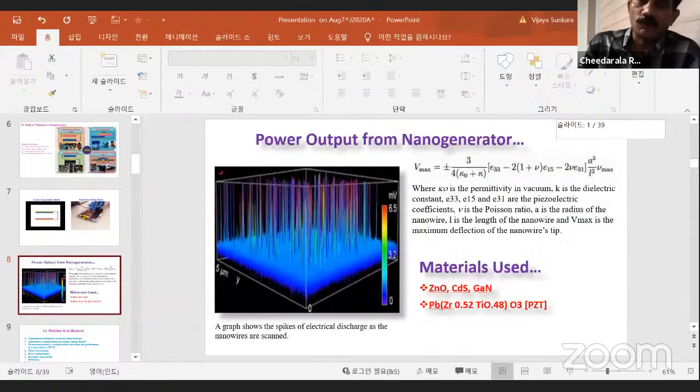And you can see the power output from the nanogenerator. You can observe this equation. This equation gives the maximum voltage, V max, equal to plus or minus 3/4 times K over K plus. And you can see the following equation. These are the main inorganic materials we use: zinc oxide, cadmium sulfide, gallium nitride, and also lead, zirconium, and titanium oxide along with oxygen. This is PZT material, which is very useful for generating power from 0 to 65 millivolts.